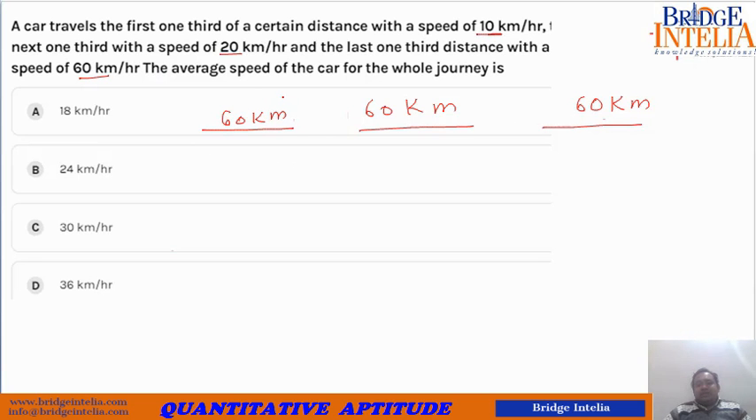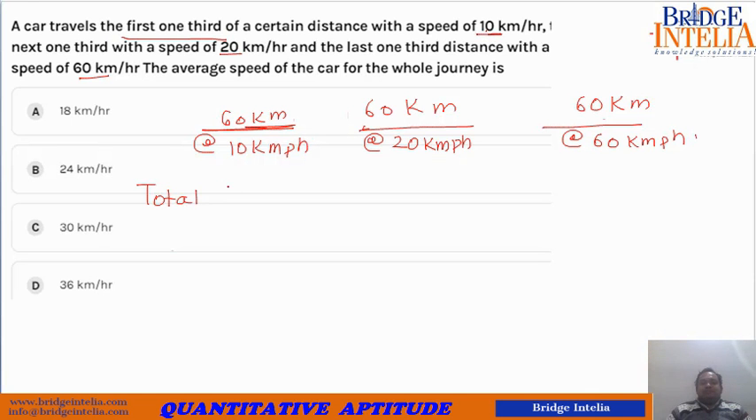So the strategy was to choose such a distance which is divisible by 10 as well as 20 as well as 60. So this is the total distance. So what is this guy doing? He covers the first one third, that means this much, at a speed of 10 kilometers per hour, 10 kmph. The other one third at 20 kmph, and the last one third at the rate 60 kmph. So total distance is 60 plus 60 plus 60, 180 kilometers.